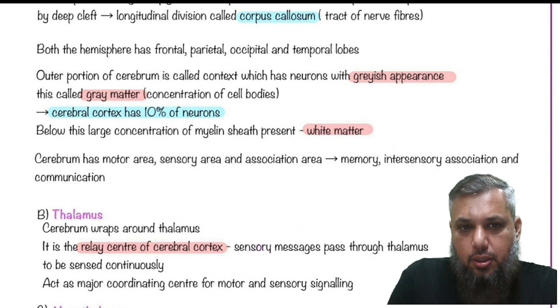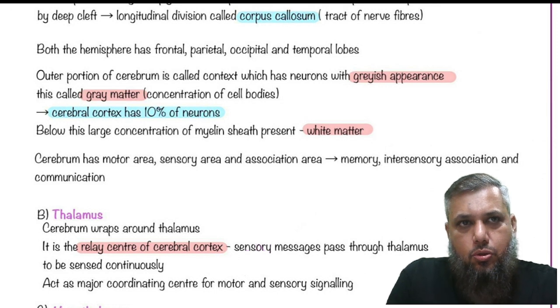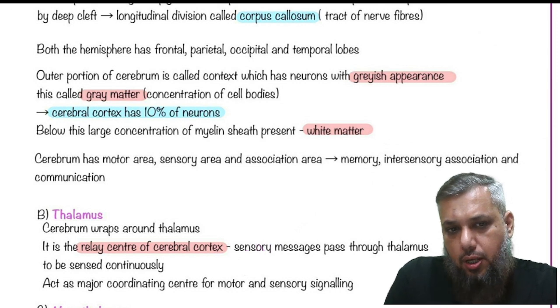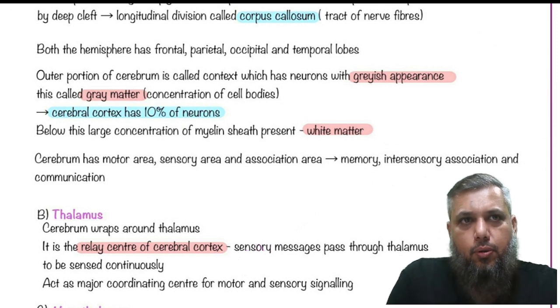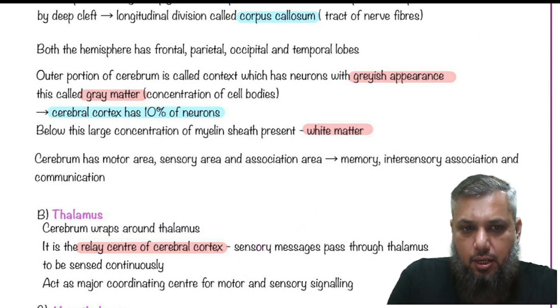So that is about the cerebrum and its areas. So basically, for functional purposes, we have sensory area, motor area, and the association areas. In our regular lectures, keeping the boards in mind, we have done different examples of these areas also.